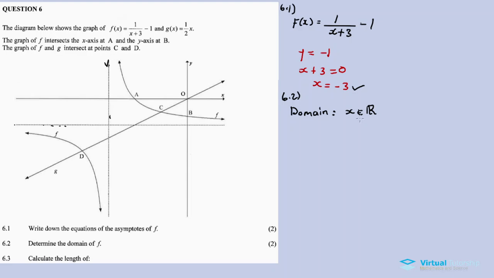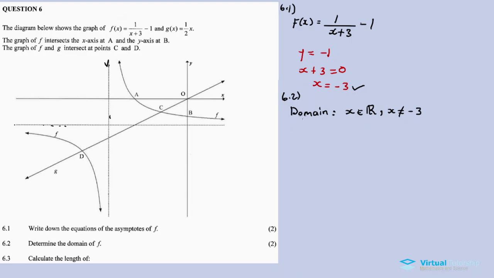So x is an element of the real numbers, meaning all the positive values as well as all the negative values, except for x equal to minus 3. The x equal to minus 3 is excluded. All real numbers are valid for the domain except for negative 3. The reason why x equal to minus 3 is excluded is because of the asymptote, and an asymptote is defined as a point where the graph approaches but never touches, right? So this is the domain.